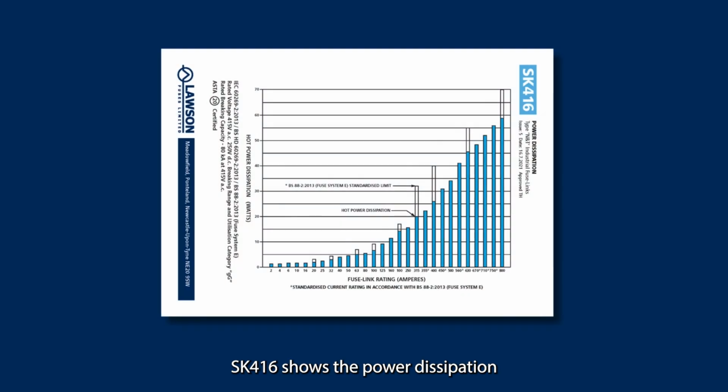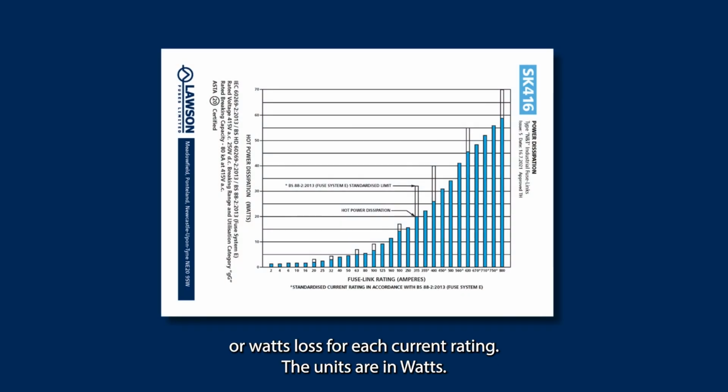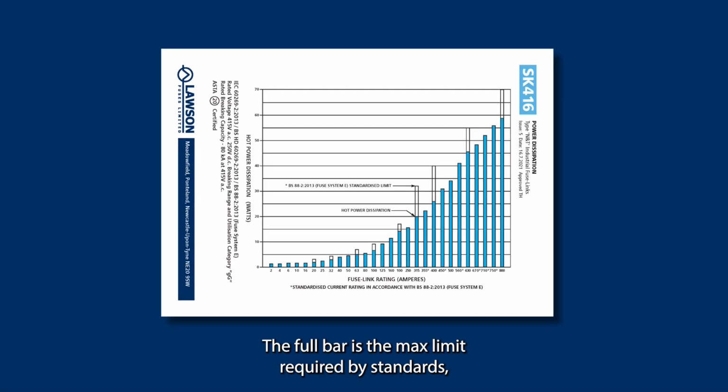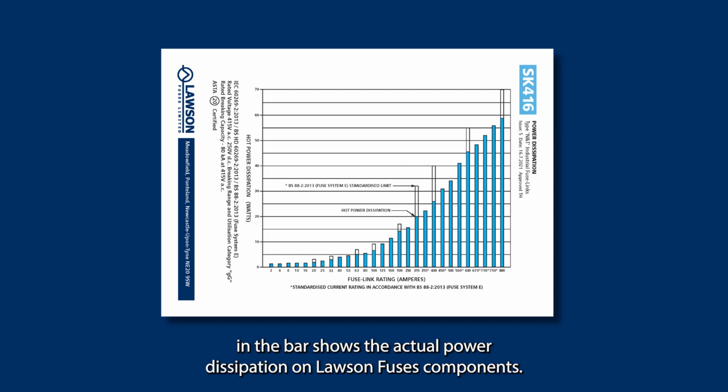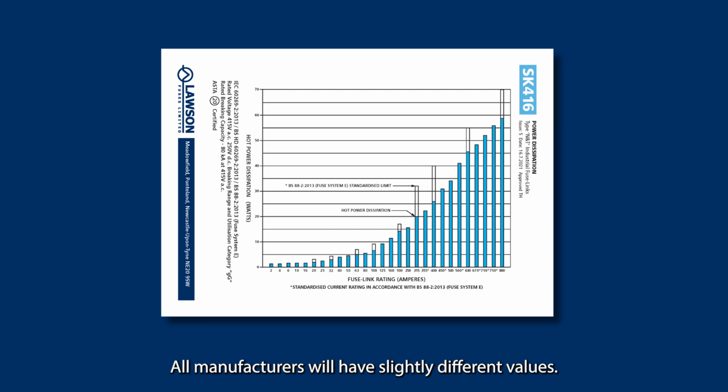SK416 shows the power dissipation or watts loss for each current rating. The units are in watts. The full bar is the max limit required by the standards, and the blue colouring in the bar shows the actual power dissipation on Lawson Fuses components. All manufacturers will have slightly different values.